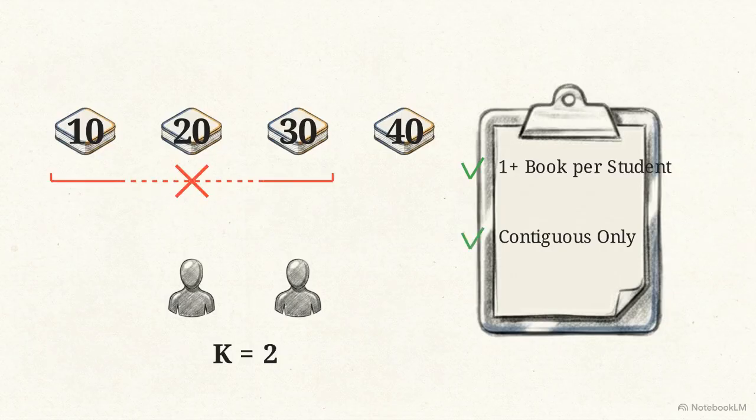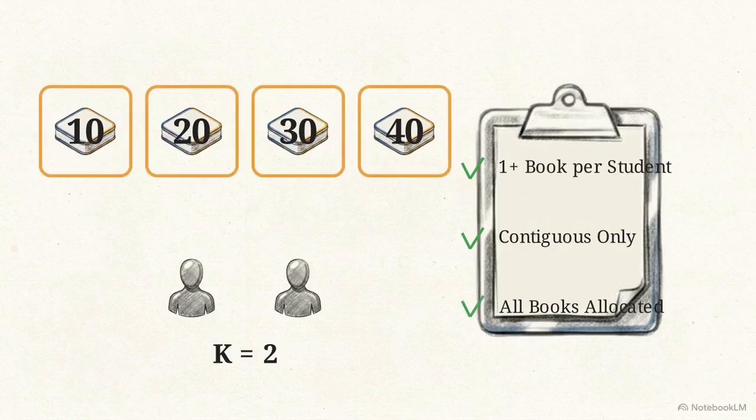Second, allocations must be contiguous. Grouping 10 and 20 works, but skipping 20 is invalid. Finally, all books must be allocated. Our objective is to find the specific arrangement that minimizes the maximum number of pages given to any single student. We want to find the smallest possible maximum.